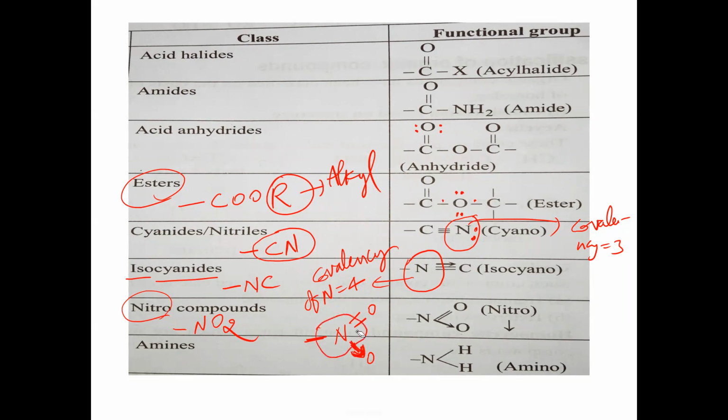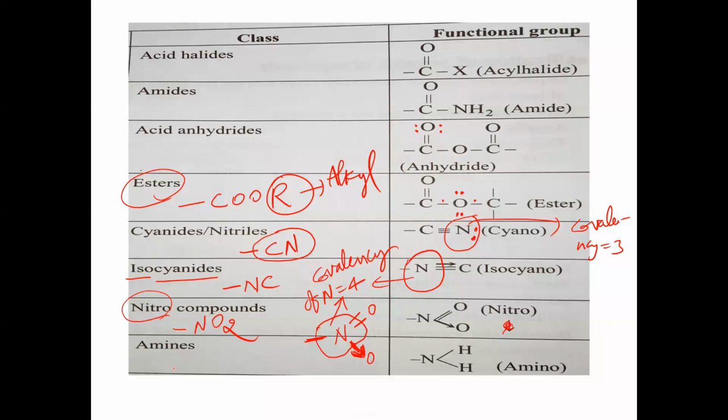4 bonds. What are they? 3 covalent and 1 dative bond. So what is the covalency of nitrogen in this species? Also 4. So covalency of nitrogen in nitro group is again 4. So bond N double bond O and N dative bond O is what now here? Nitro group. It is nitro group.